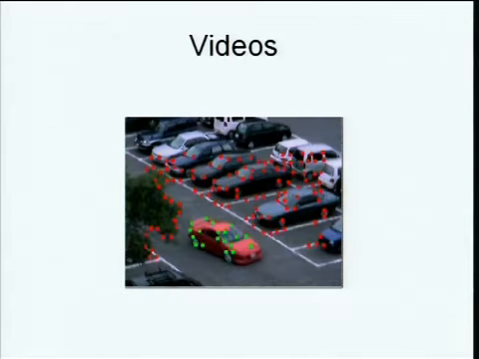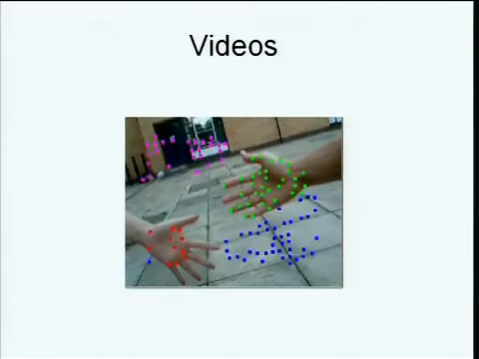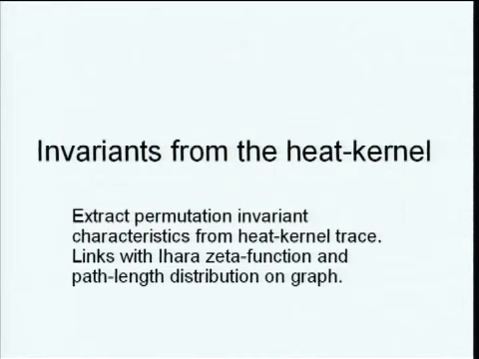What I do want to do is to go ahead and talk about the second problem, very much at the other end of image analysis, and see how we can use the heat kernel and invariants extracted from it as a way of characterizing graphs in a permutation invariant way.